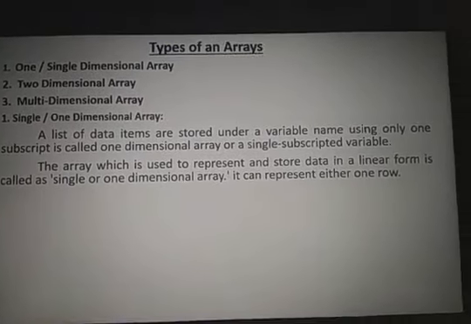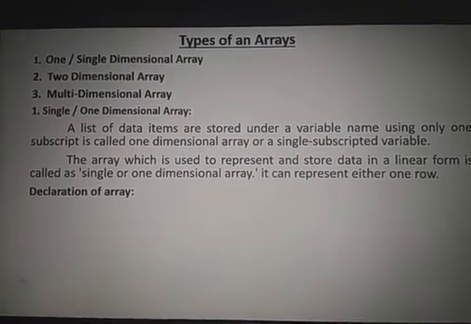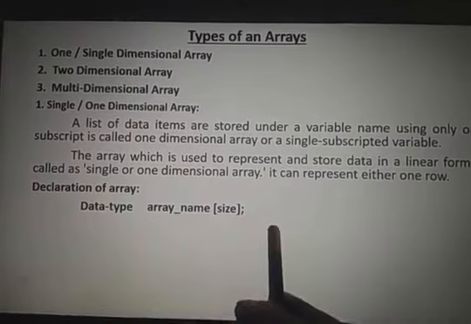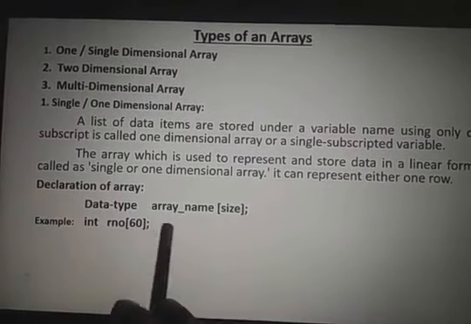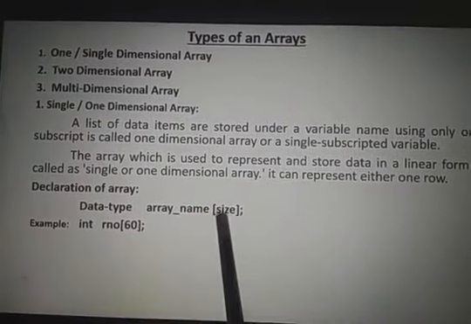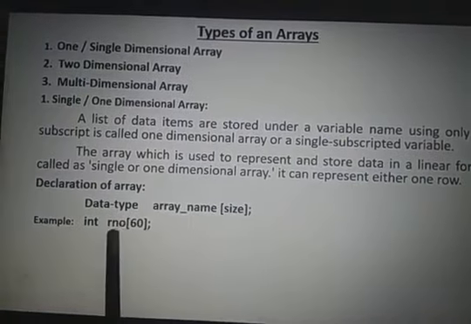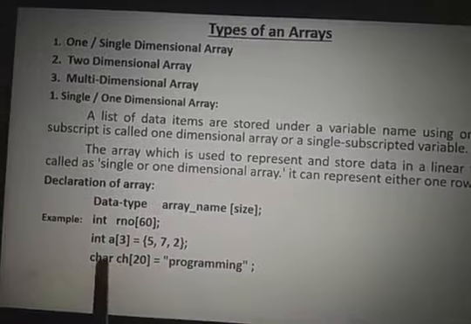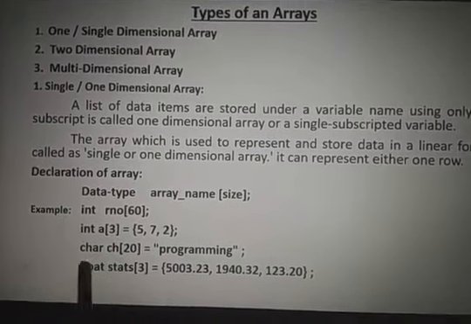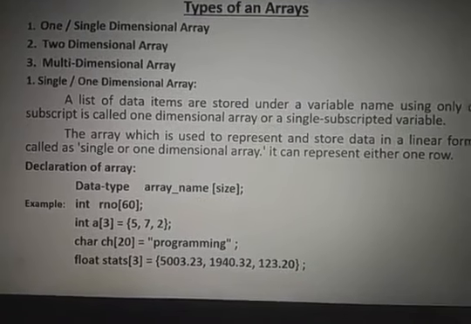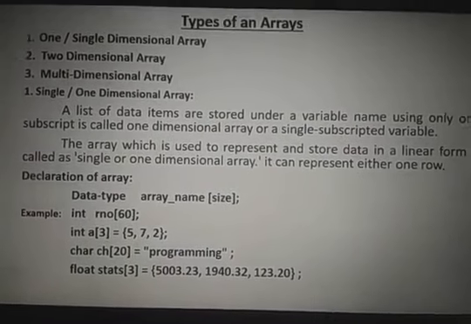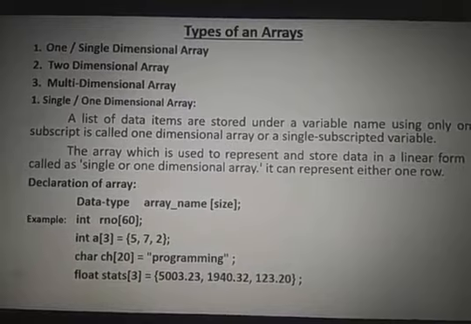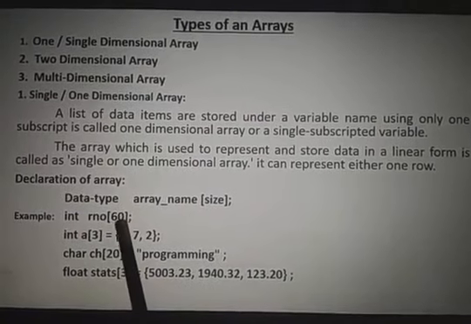So how do we declare a one-dimensional array? The same way we discussed previously: data type, array name, size. For example, integer roll number. How many sizes are there? Only one size. That is called a one-dimensional array. Roll number, like that, A of 3. Character array, float array, like that we can declare arrays. It is the same as normal variables, but here only one size has to be used.